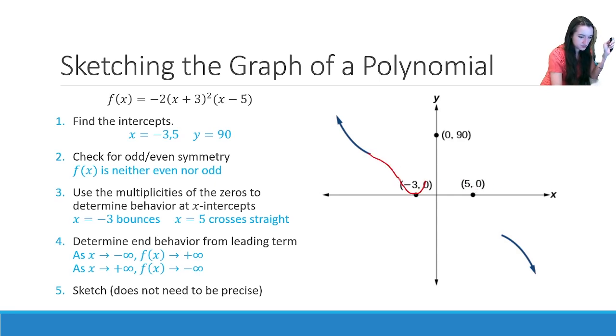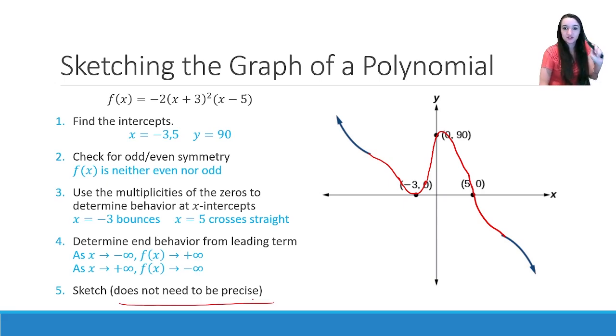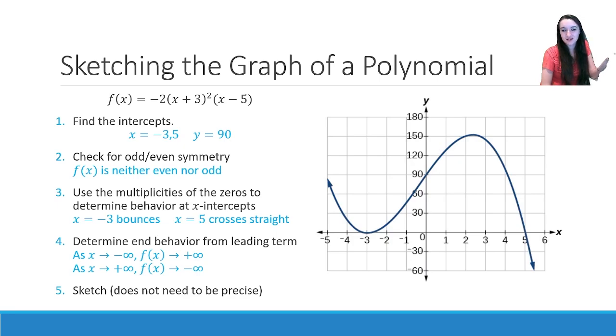So let's just bring this all together. It'll look something like this. We'll come through here and then go down, straight through, and then touch. And yes, obviously, this is not exactly what it's going to look like. Note, it does not need to be precise. This has a very crazy scaling, because this is y equals 90 versus this being x equals negative 3 and x equals 5. It's clearly not a good scale. So if we wanted to see what it really looks like, it looks something like this.